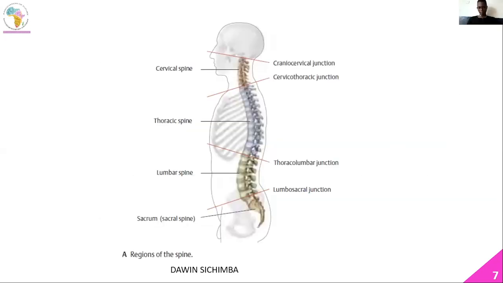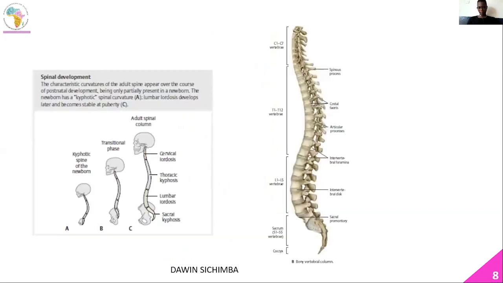Okay, so that diagram is simply showing the basic regions of the spine. The first region is the cervical region from C1 to C7. Then from T1 to T12, we have the thoracic region. Then we also have the lumbar region from L1 to L5, and then we also have the sacrum.